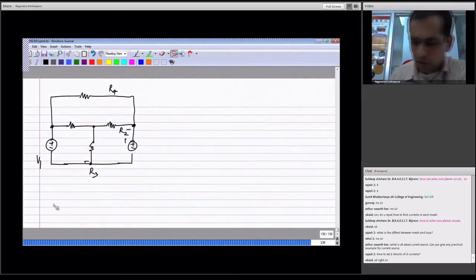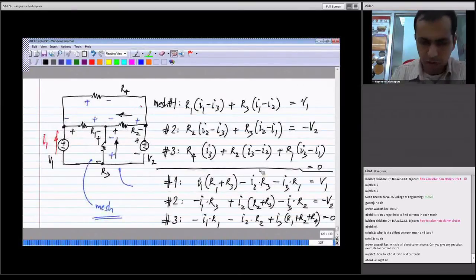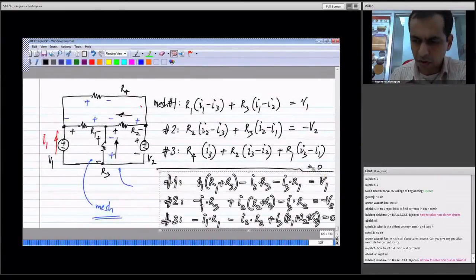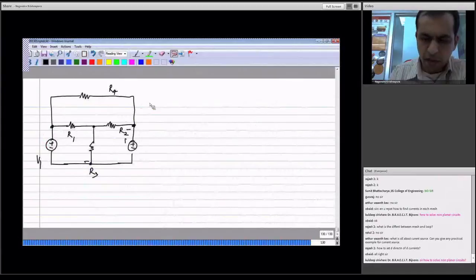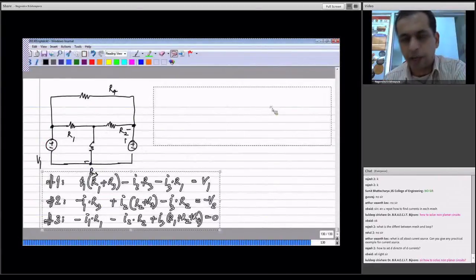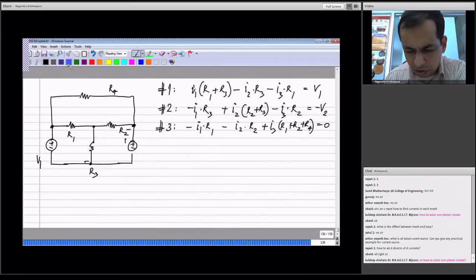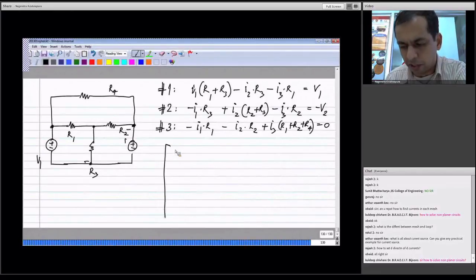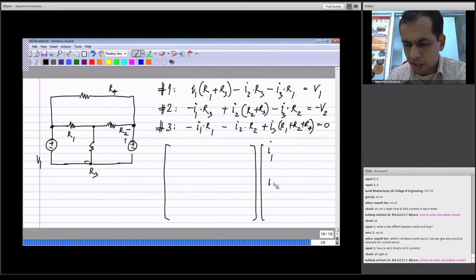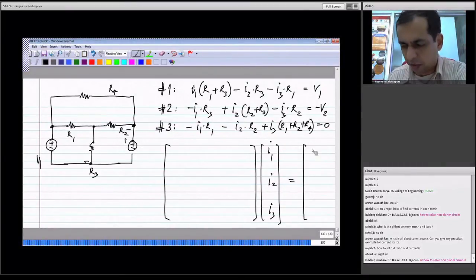Now, let me copy over the mesh equations also. And as with nodal analysis, I will write this in a matrix form. As some matrix multiplying the vector of variables, which is the vector of mesh currents, equal to the vector of independent sources, which is V1, minus V2, and 0.